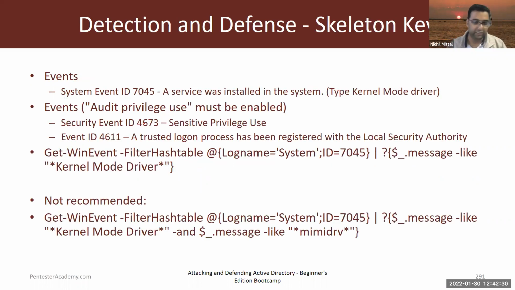How do you detect skeleton key? This is probably the easiest attack to detect from all the ones that we have discussed. When you use skeleton key, you get this ID by default. It's a system event ID, not a security event. If we have the audit privilege use enabled, then you get a couple more interesting event IDs.